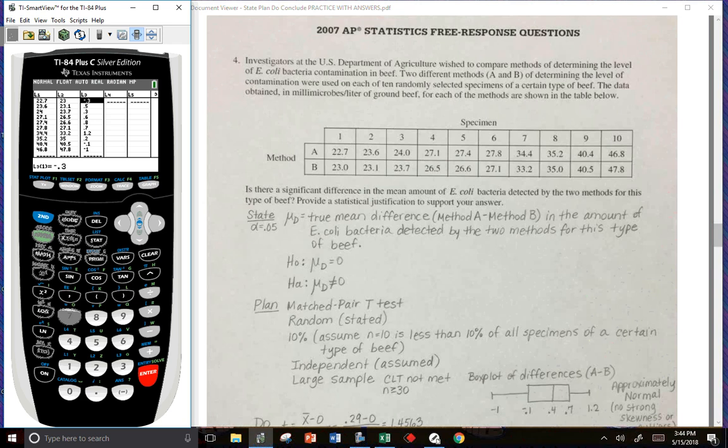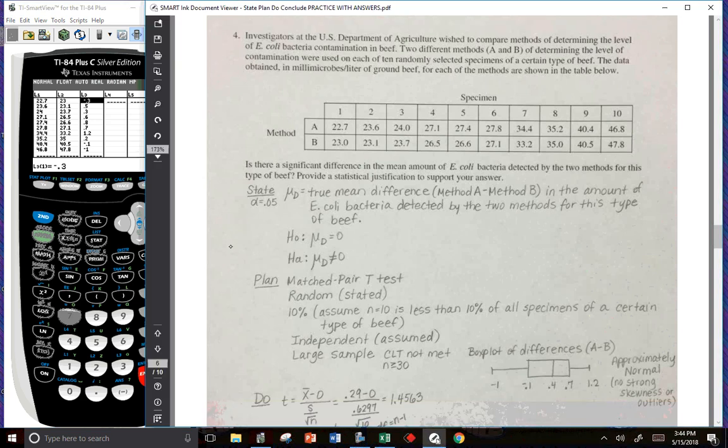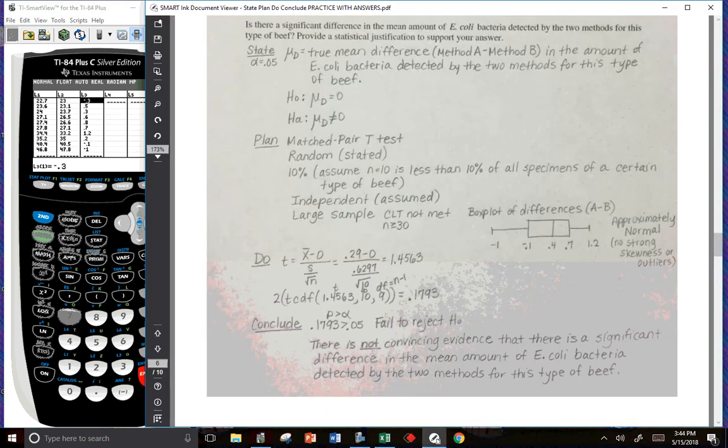Am I good there? Do I need to change anything? I'm waiting for you to tell me what not equal to. There you go. Are we good now? Yes. Okay, calculate, and you'll see that I should get a t of 1.4563-ish, a p-value of 0.1793-ish, and then I would fail to reject. There's not convincing evidence, blah, blah, blah.